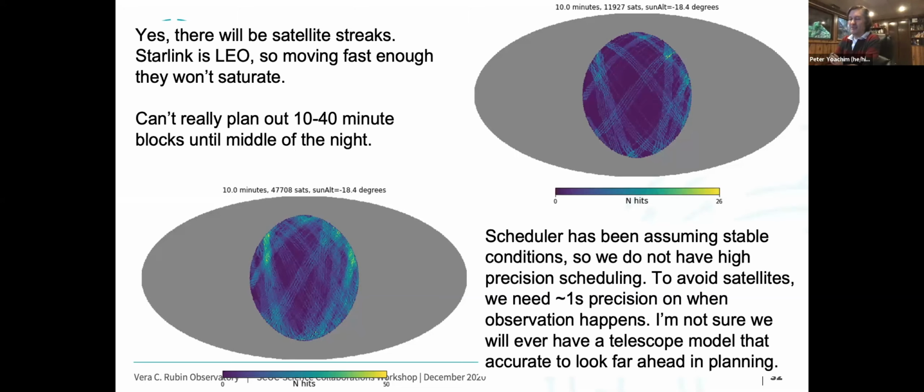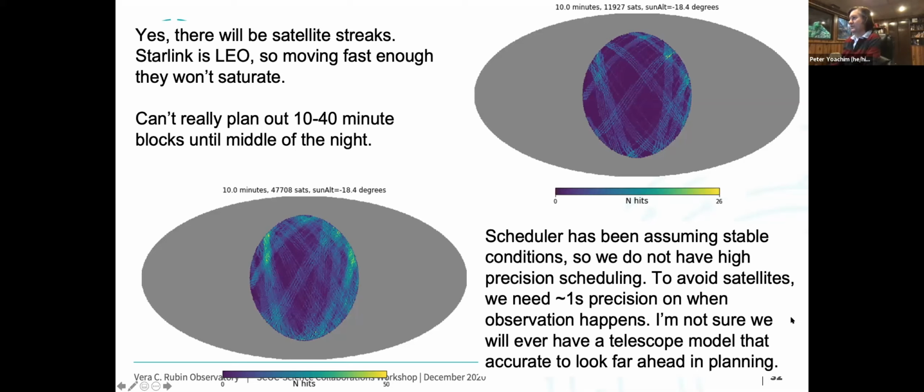So yes, lots of people have been concerned about the Starlink mega constellations of satellites going up and what that will mean for our observing strategy. I think there will absolutely be some satellite streaks in Rubin images. There would have been streaks even before Starlink. One of the nice things is Starlink is in low Earth orbit. So those satellites, while they're very bright, they're moving fast enough that they won't saturate the chip. So we lose pixels, but we don't lose entire CCDs if we get a streak.